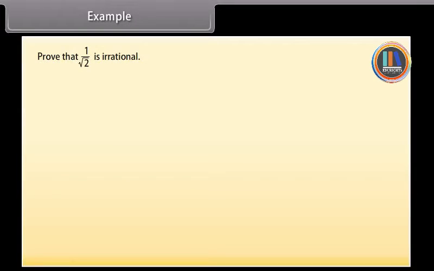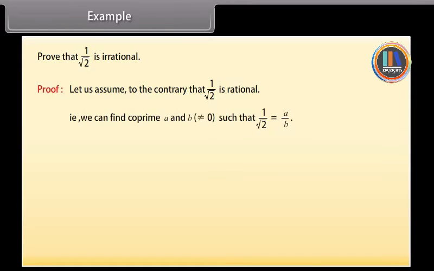Example. Let us solve an example now. Prove that 1 upon square root 2 is irrational. Proof. Let us assume to the contrary that 1 upon square root 2 is rational. That is, we can find coprime a and b, where b is not equal to 0, such that 1 upon square root 2 is equal to a upon b.